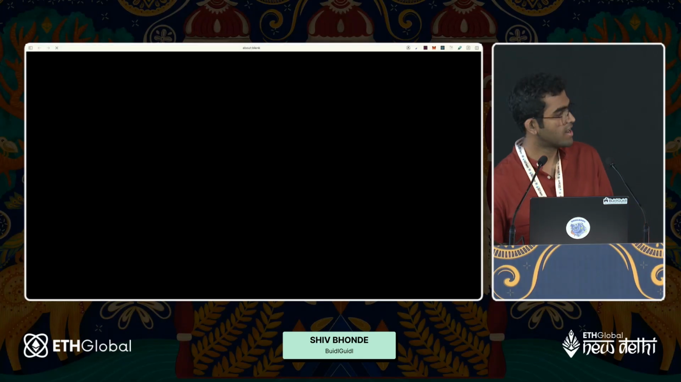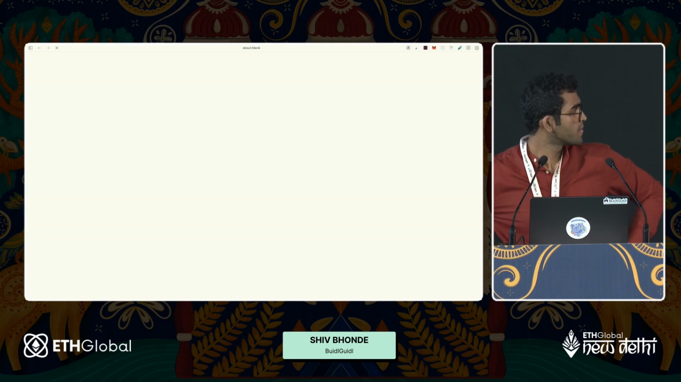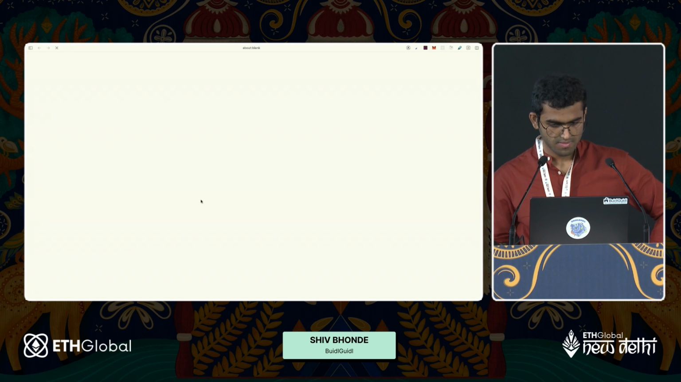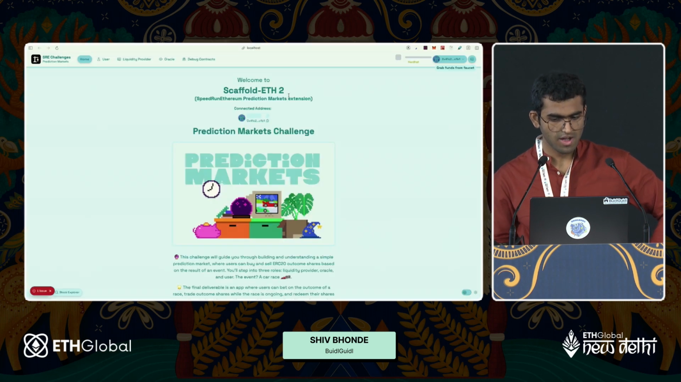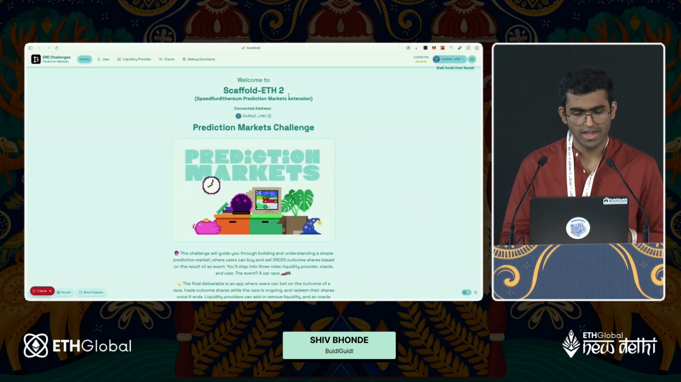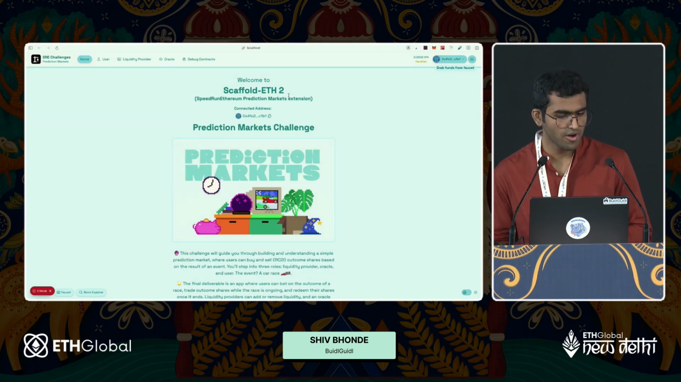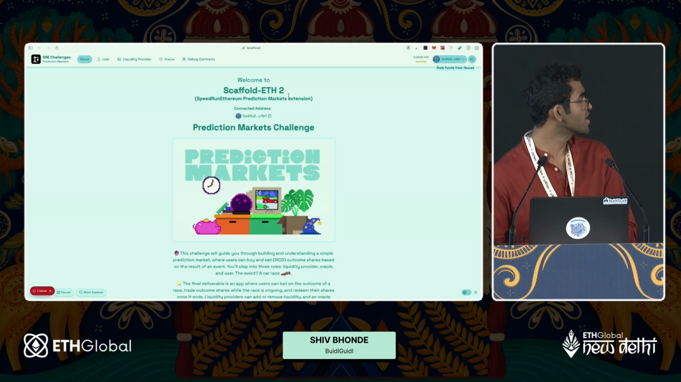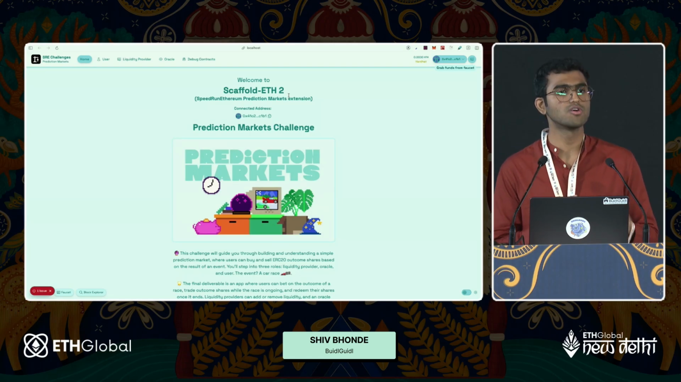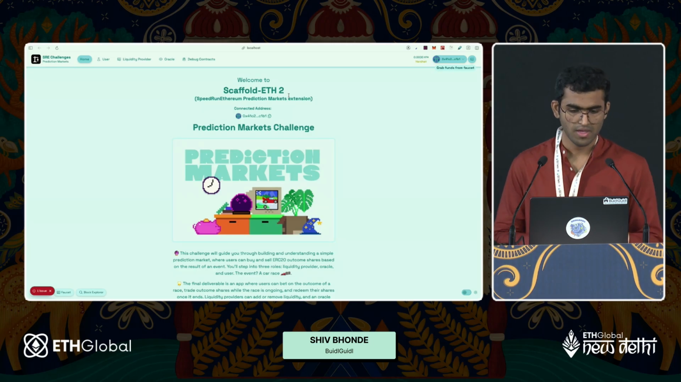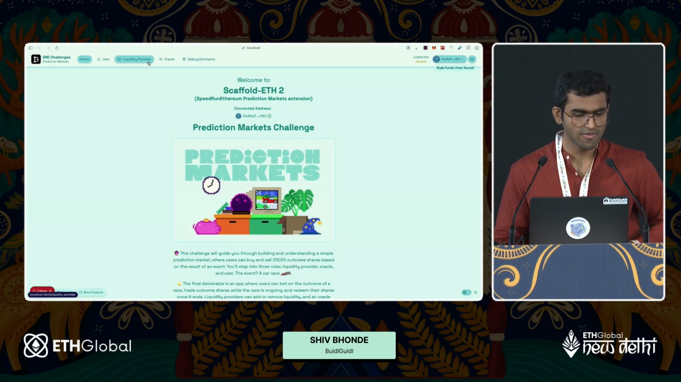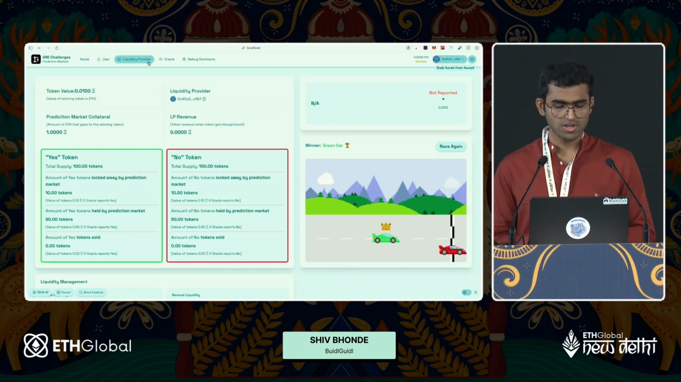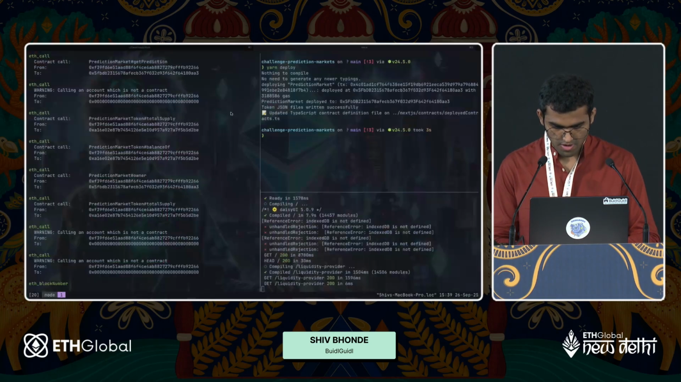So I started the front end, and if I go to localhost:3000, yeah. As we saw, a prediction market has these three important components. So the challenge also comes with these three important components: the liquidity provider, the oracle, and the users who will be interacting with the prediction market. So let's start with the liquidity provider, and how it is set up. To start the challenge, let me also deploy it once again.